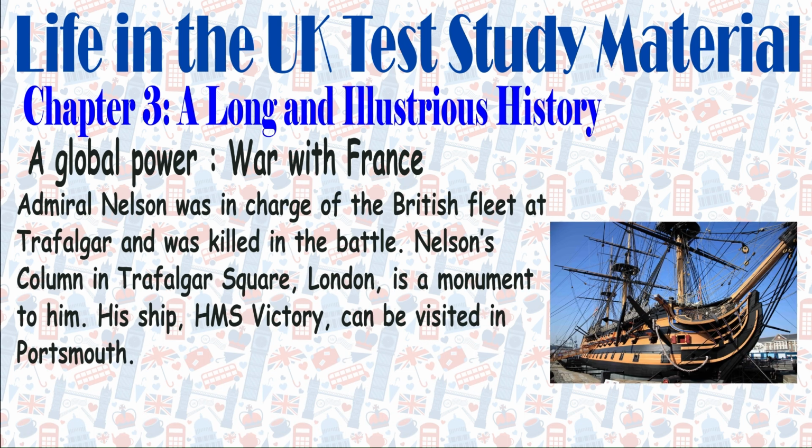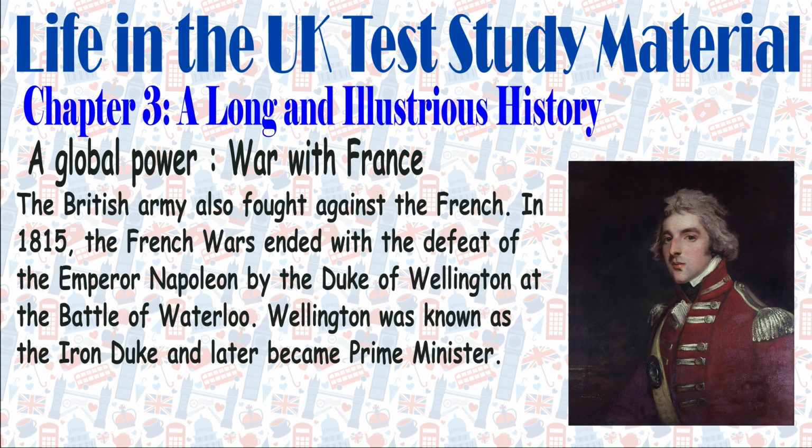Admiral Nelson was in charge of the British fleet at Trafalgar and was killed in the battle. Nelson's column in Trafalgar Square, London, is a monument to him. His ship, HMS Victory, can be visited in Portsmouth. The British Army also fought against the French. In 1815, the French wars ended with the defeat of the Emperor Napoleon by the Duke of Wellington at the Battle of Waterloo. Wellington was known as the Iron Duke and later became Prime Minister.